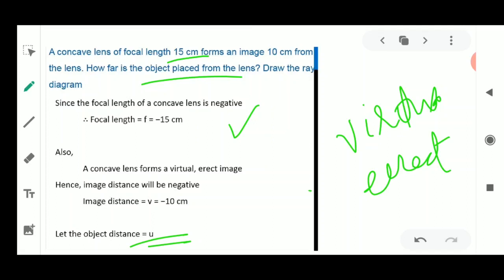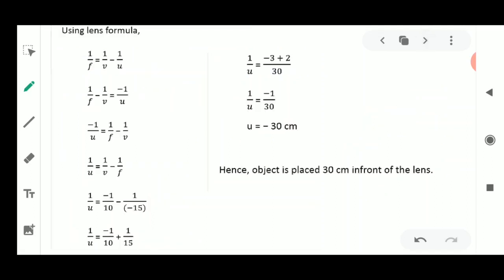I'll change the slide and show you how to find it. Using the lens formula, 1 by f is equal to 1 by v minus 1 by u. Why is the minus used here? Because you are moving this value to the other side, it is left with a minus sign, and you will get the value very easily. That is why we have rearranged the formula: 1 by u is equal to 1 by v minus 1 by f.